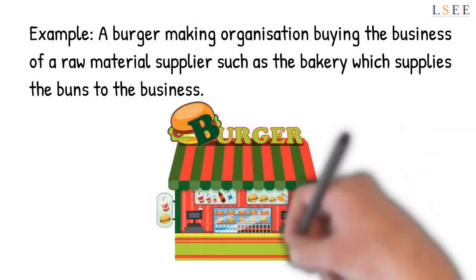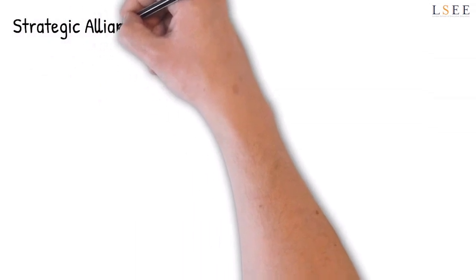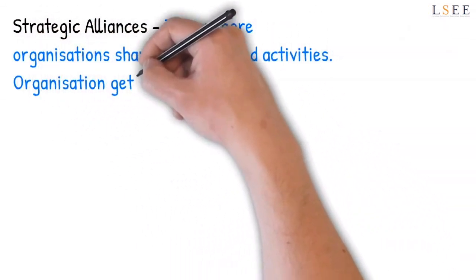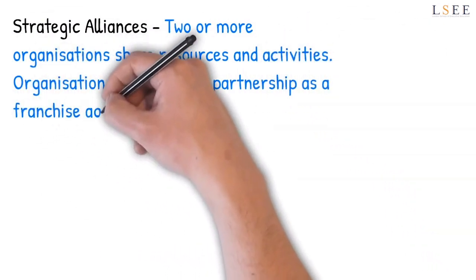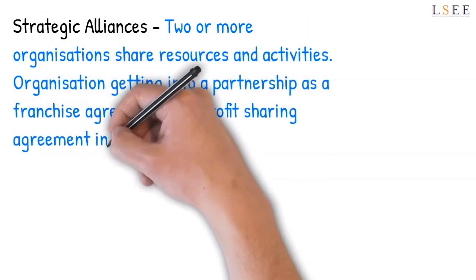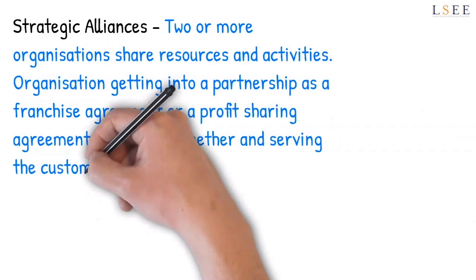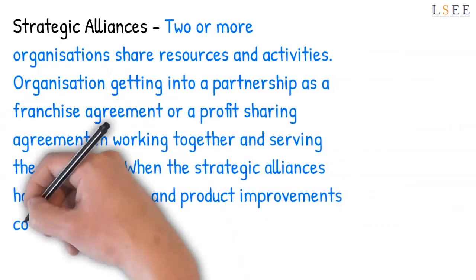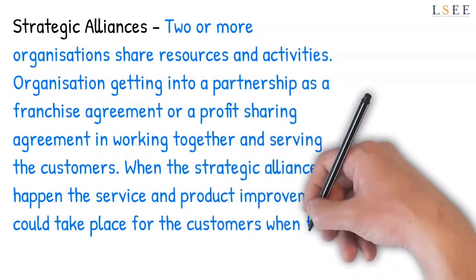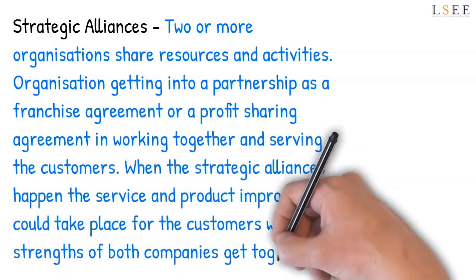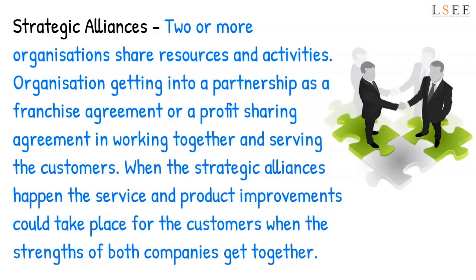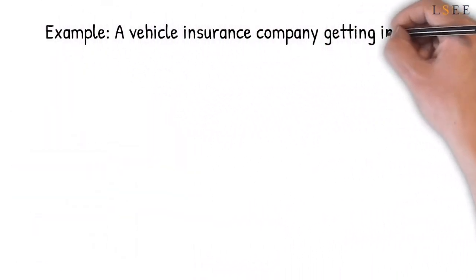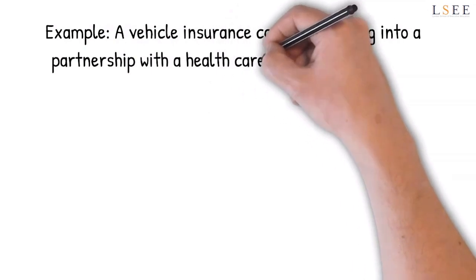Strategic alliances: 2 or more organizations share resources and activities. Organizations getting into a partnership, such as a franchise agreement or a profit-sharing agreement, in working together and serving the customers. When strategic alliances happen, service and product improvements could take place for the customers when the strengths of both companies get together. Example: a vehicle insurance company getting into a partnership with a healthcare insurance company.